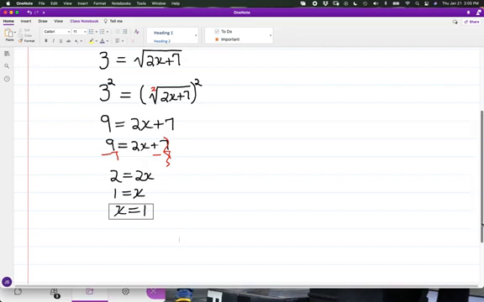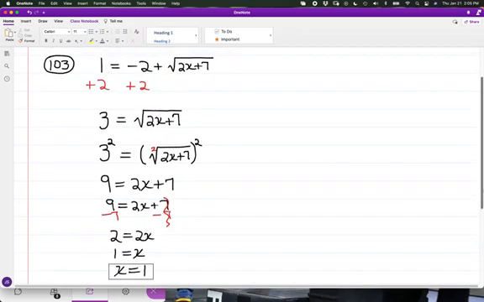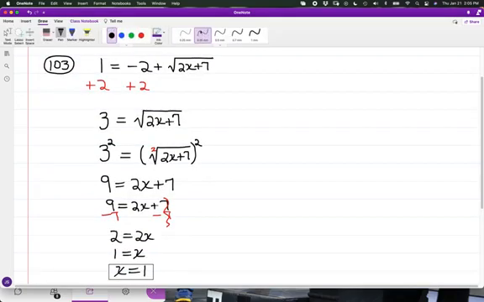Now, in the case of number 104, we're again looking at solving for x in this one. Here we have 6 is equal to 9 plus the square root of 5 minus 3x.